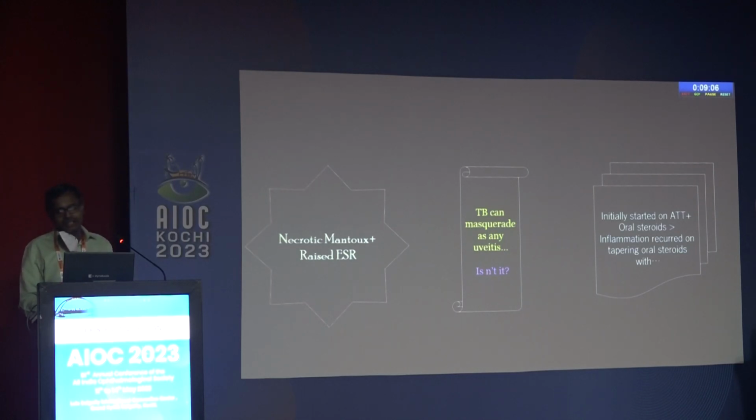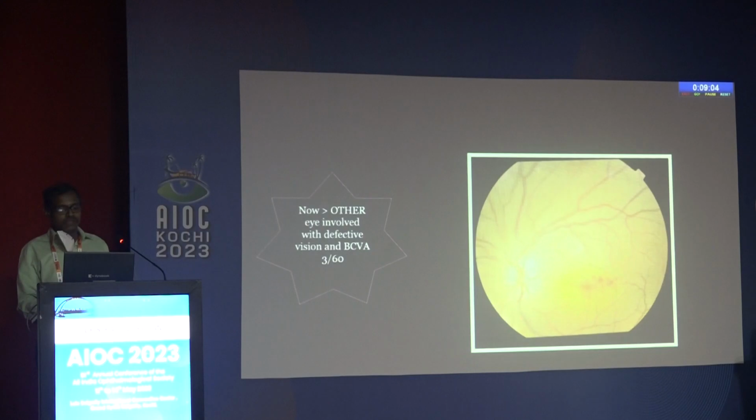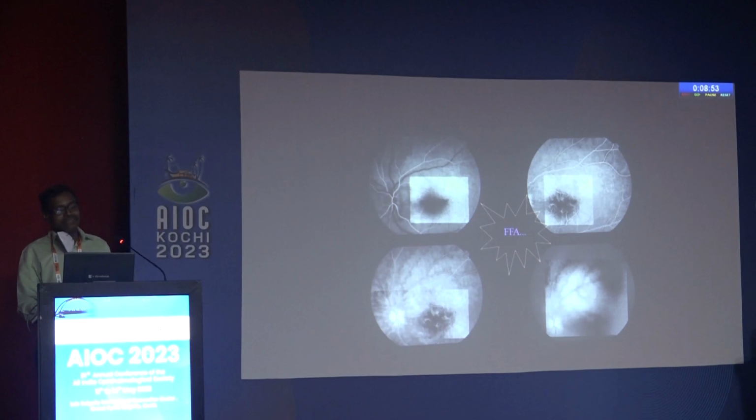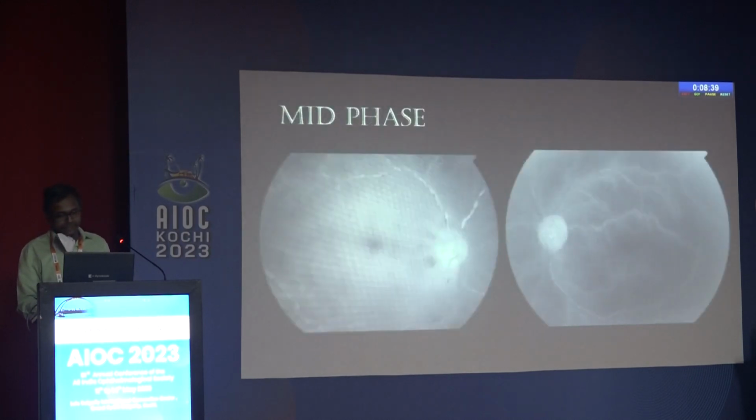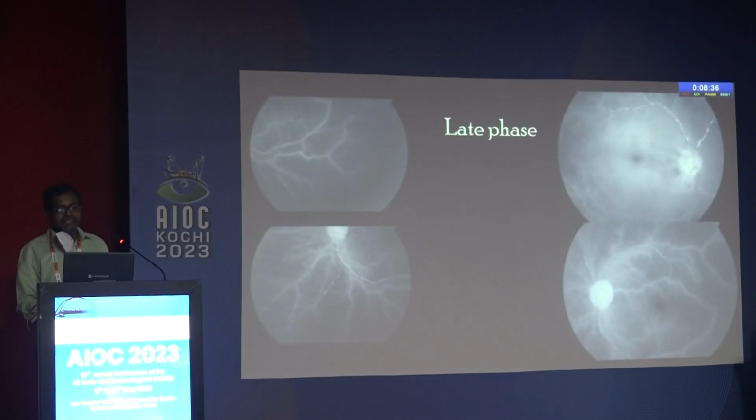What happened was, the inflammation recurred when the steroids were tapered down, and even the other eye got involved. And you can see a lot of hemorrhages around the vessels as well. The vision, which was 6/6 in the other eye, dropped to 3/60. And we again repeated FFA. As you see, there is an enlarged FAZ, and you could see a lot of peripheral vascular lesions as well. And now, looking at this early phase carefully, you can easily see the scattered tracks appearance, mid phase as well, and the late phase.